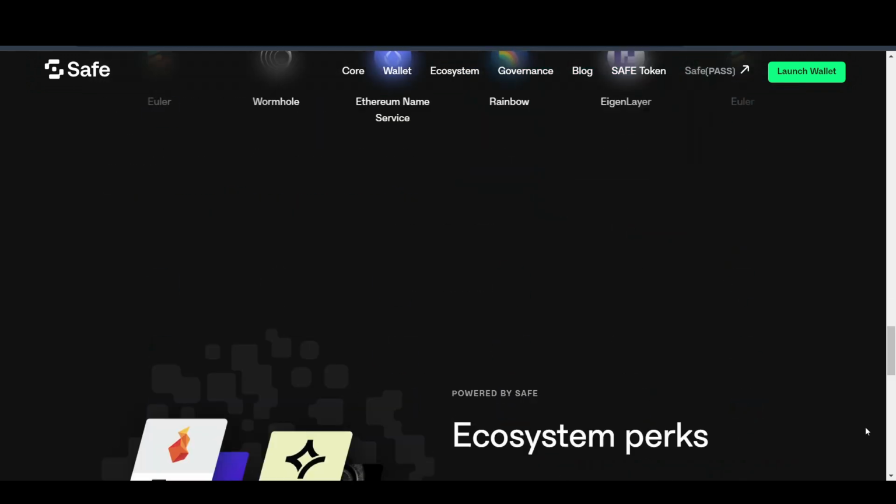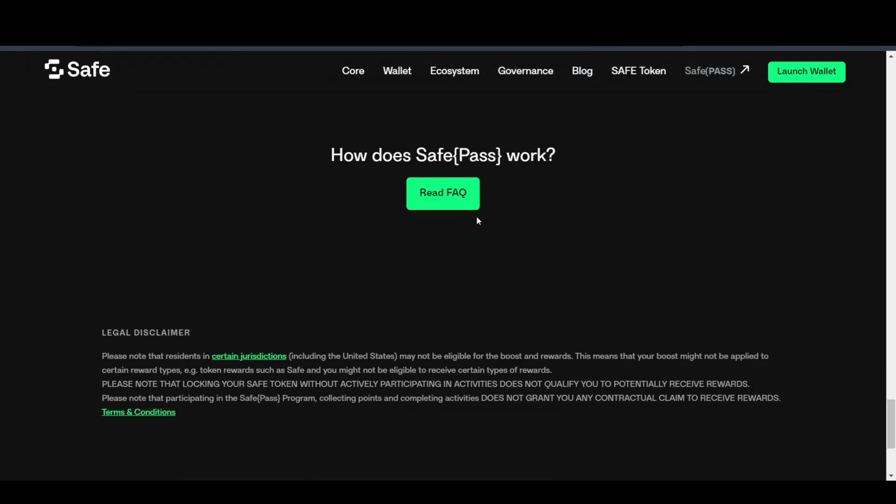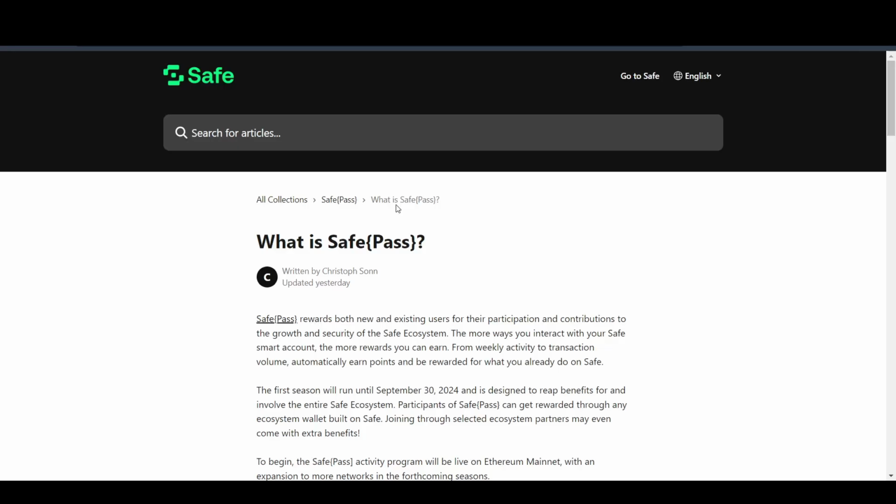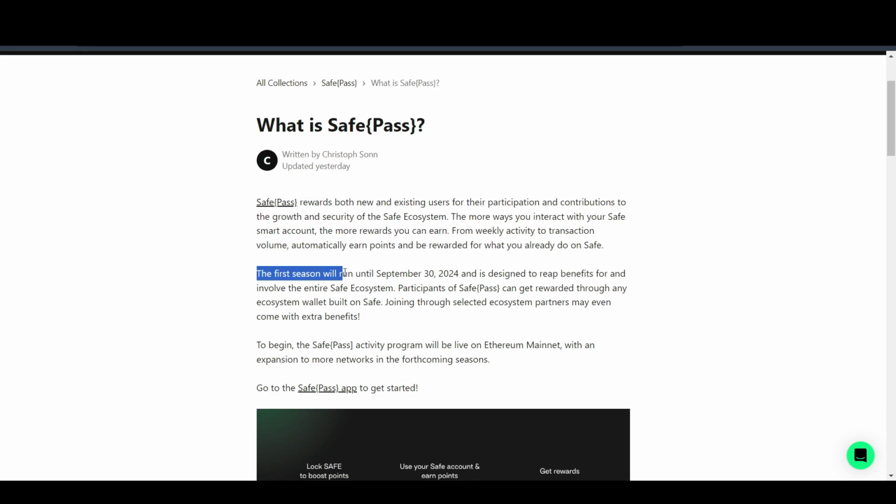And I think this Safe Pass, let's just look at the FAQs of the Safe Pass and what it is. So Safe Pass awards both new and existing users for their participation and contributions to growth and security of the Safe ecosystem. So if you are new, you can actually use the Safe Pass to earn. The first season will run until September 30, 2024, so we still have a lot more time to actually participate in this, and it is designed to reap benefits for and involve the entire Safe ecosystem, which is pretty good. Participants of the Safe Pass can get rewarded through any ecosystem wallet built on the Safe, which is pretty good.